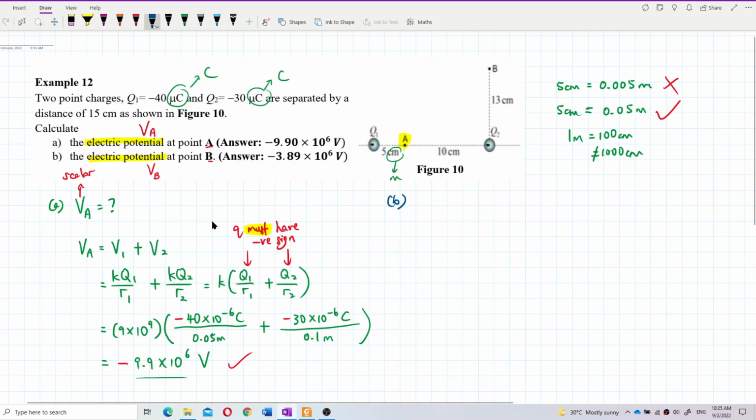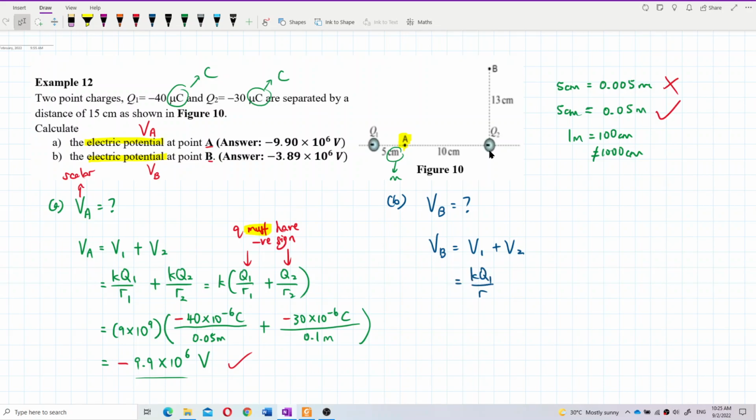Now for potential at B. Again, scalar quantity. The scalar quantity, the charge must have negative sign. So do the same for point B. Also V1 plus V2, because we have 2-point charge, so you must have 2 potentials there, added up. KQ1 over R1, KQ2 over R2. You see, no resolve X or Y component. You can factor out the K.